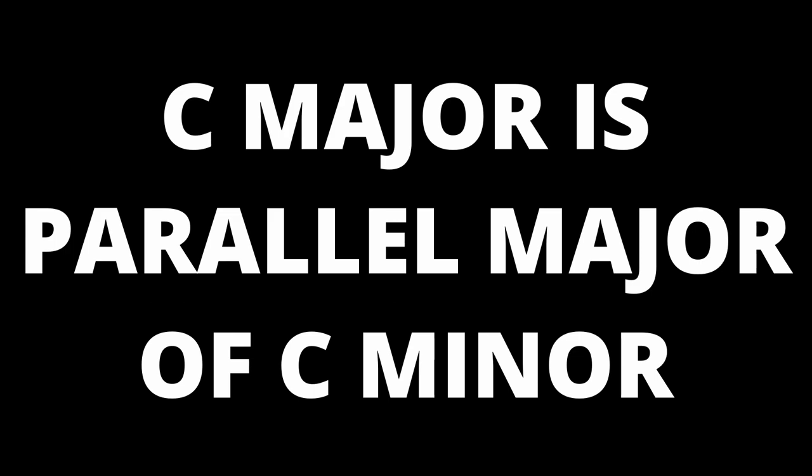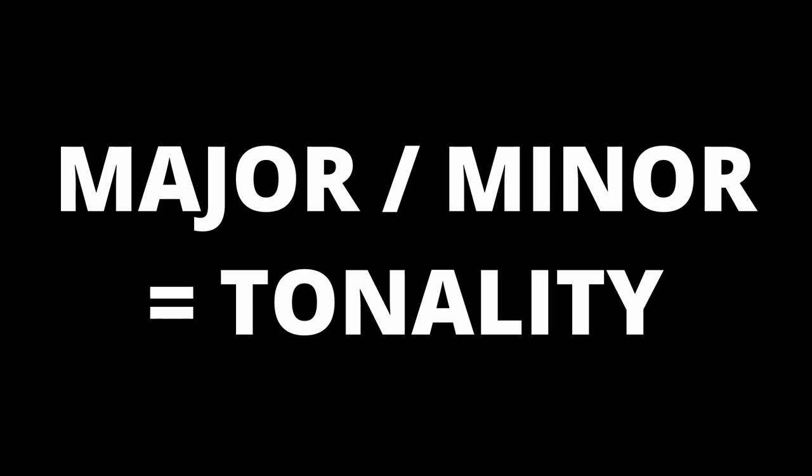The C major scale is the parallel major scale of the C minor scale. Equally, the C minor scale is the parallel minor scale of the C major scale. We know that a key refers to the scale that a song is created from, so you can also have parallel keys. Therefore, the parallel key of C major is C minor, and vice versa. The major or minor element of a key is referred to as its tonality.